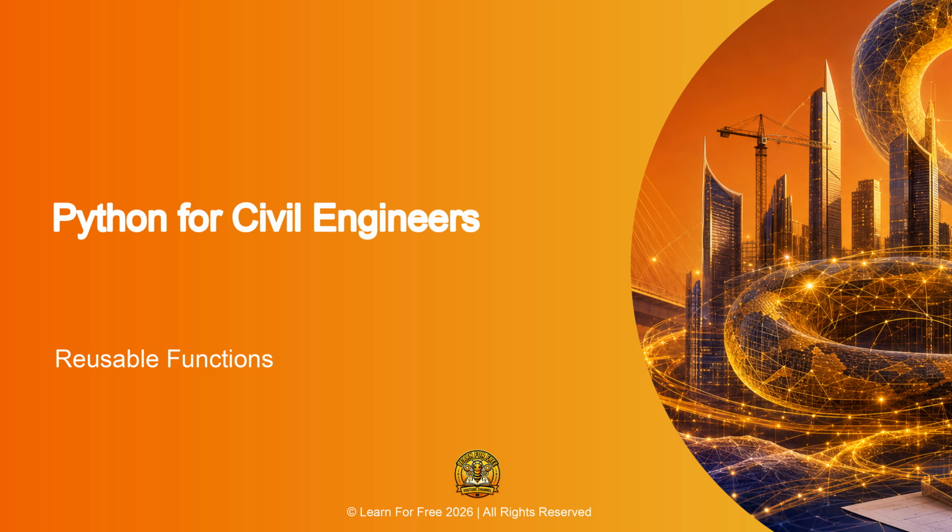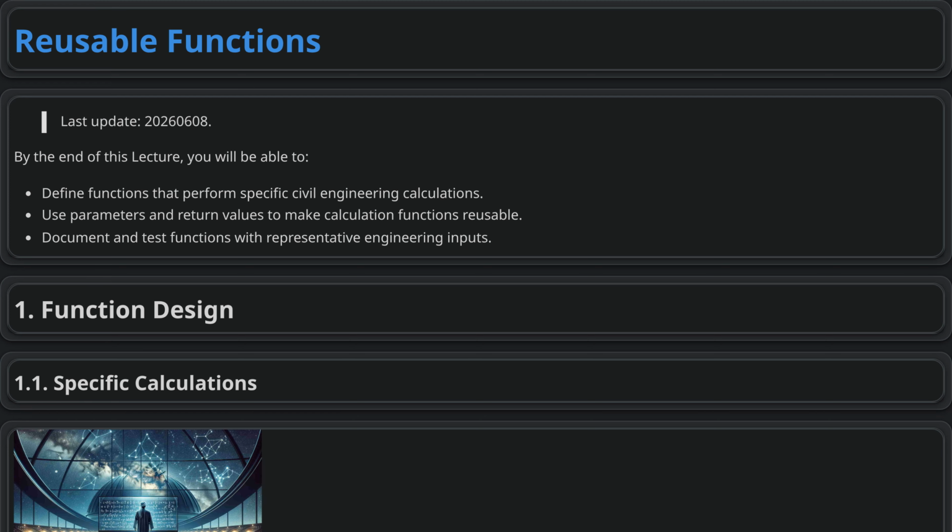Module 4, Lecture A, Reusable Functions. By the end of this lecture, you will be able to define functions that perform specific civil engineering calculations, use parameters and return values to make calculation functions reusable, and document and test functions with representative engineering inputs.